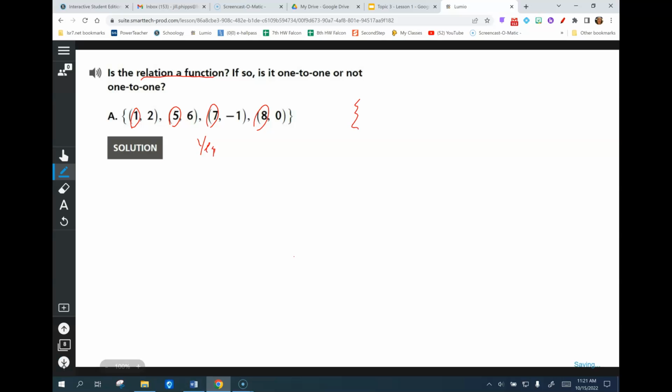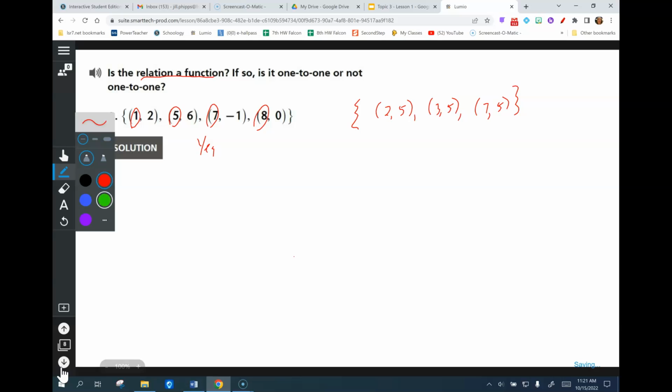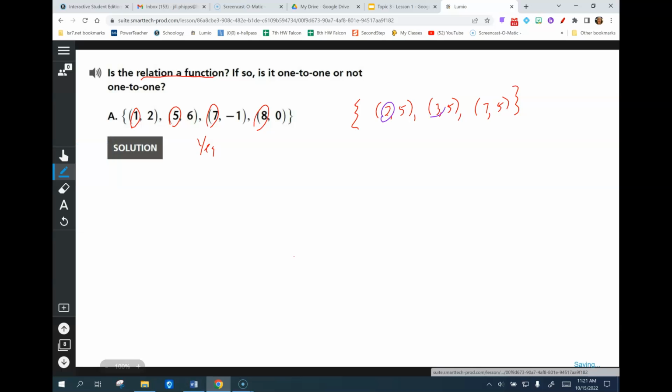What if I would give you this? I know this isn't in your book, but I'd give you the ordered pairs (2, 5), (3, 5), (7, 5). Is this a function? Well, look at your x values. Do any of those repeat? No, they don't. So yes, that is a function.